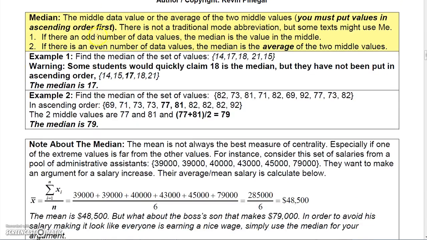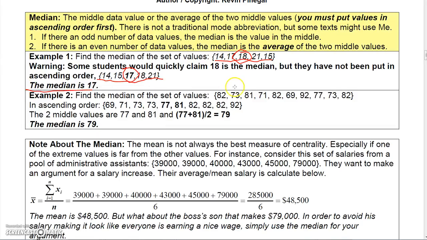The median is the middle value. One of the things you have to do for a median is write the values in order from least to greatest. Notice these values are not written least to greatest. A common mistake students might make is to look at this and think that 18 is the median. But notice they're not written in order. See, the 15 is out of place. You have to write them in order from least to greatest, and then look for the middle value. So the median for this example would be 17.